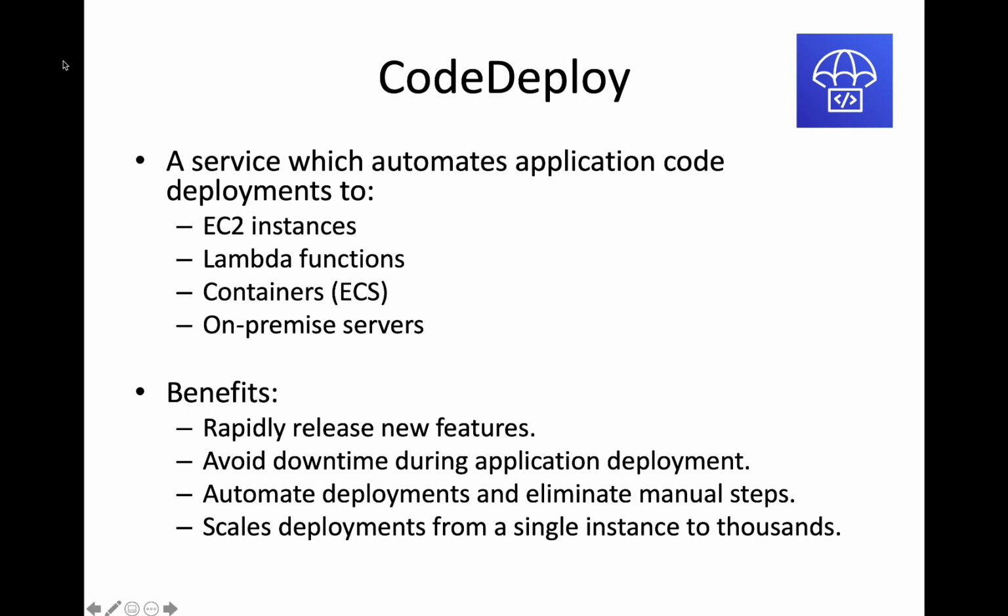The next service I want to cover is the AWS CodeDeploy service. And this is a managed service which will automate the deployment of our application code into different environments. And these environments could be EC2 instances or Lambda functions. They could be Docker containers running in ECS. You could even deploy code into on-premise servers.